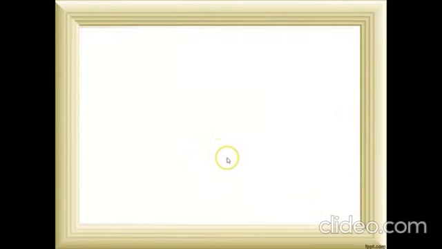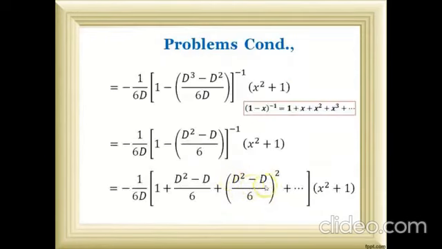So look at the next step. I am opening this D square minus D by 6 whole square by using the formula a minus b whole square. After expanding this, I get D power 4 minus 2D cube plus D square, whole thing divided by 36. Here D power 4 and D cube acting on x square plus 1 become 0. So that is why, in this particular step, I am considering D square by 36 alone.